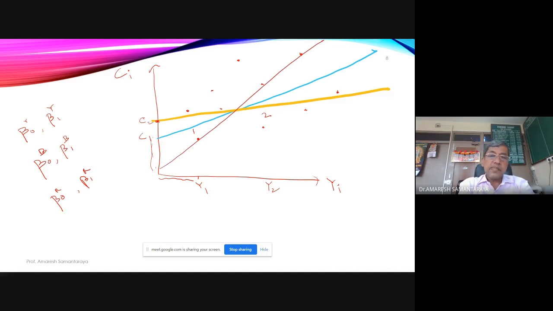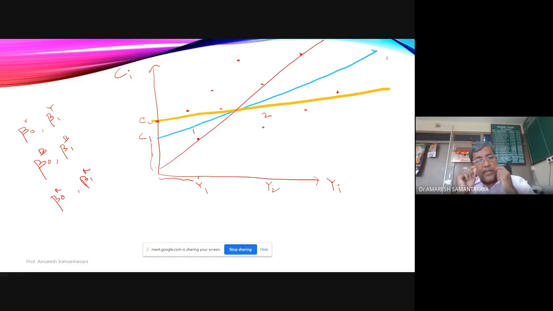Okay, how to know among them which line explains the pattern between CI and YI in the best possible way? That is the major task. That is what we undertake under estimation. Under estimation of an econometric model, we try to estimate the values of beta 0 and beta 1. That is, we fit a line.